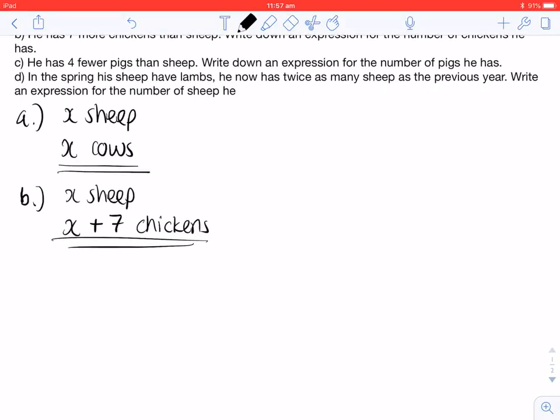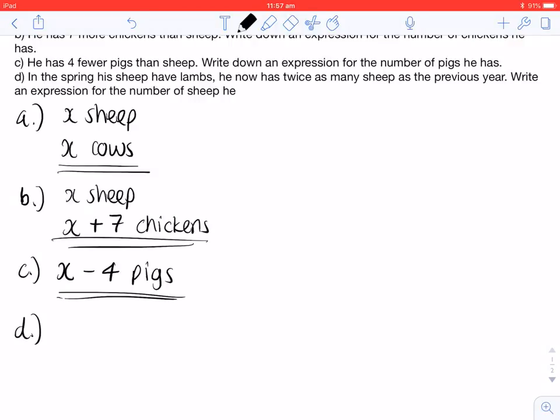Part C, he has 4 fewer pigs than sheep. Write down an expression for the number of pigs he has. Now this works in the exact opposite way to the chicken part. So if he has X sheep, and he's got 4 fewer pigs, so he has that amount, but then we have to take away 4. So X minus 4 pigs.